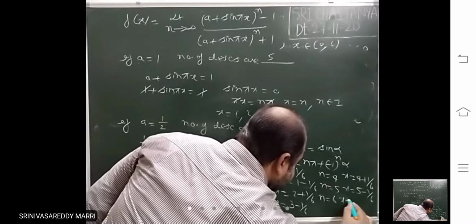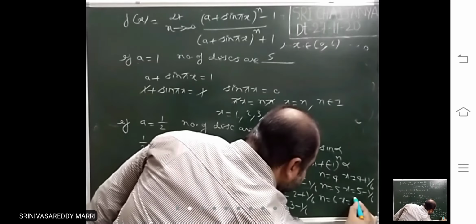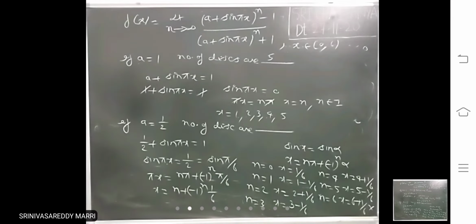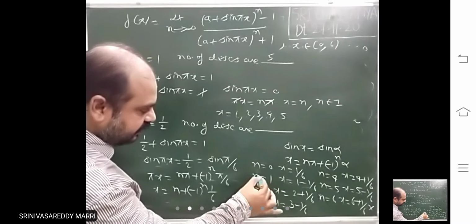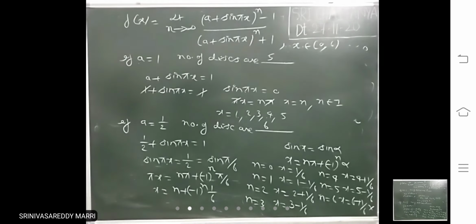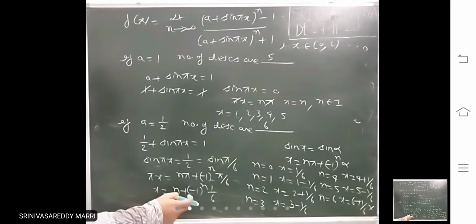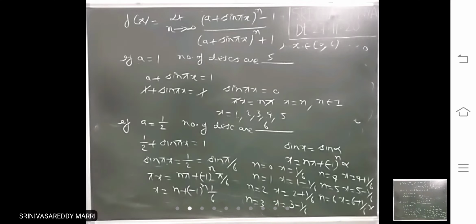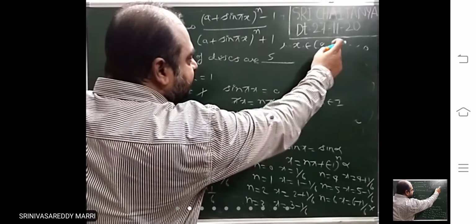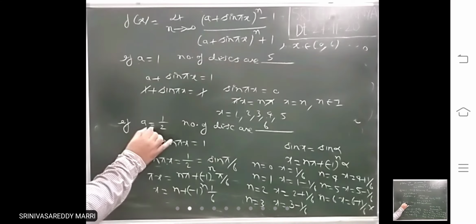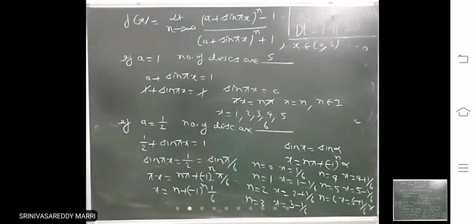N equal to 6, if you substitute, you will get 6 plus 1 by 6. This will not lie, it will exceed 6. So how many? 1, 2, 3, 4, 5, 6. What is the answer? 6 discontinuities will be there. Just write the general solution and then keep on substituting n equals 0, 1, 2, 3 and so on. Whatever the x values are in this interval, you have to take those. So if a equal to 1 by 2, number of discontinuities are 6.